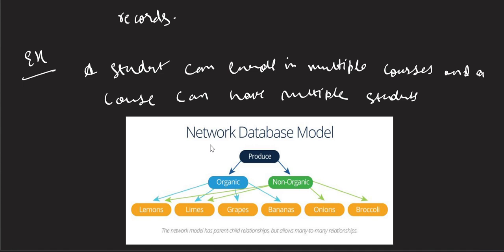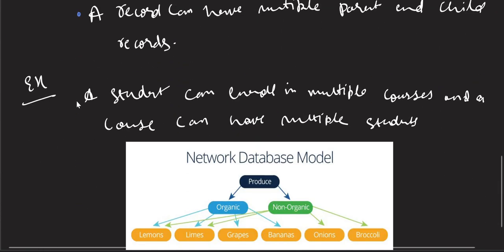So this is an example of the network model. This is another example where you can see the produce is organic or non-organic. The organic can be lemon, limes, grapes, but the non-organic also can be lemon and lime and onions or broccolis and all the stuff. Okay, so like that it basically forms a network. So this is called the network model. So let's discuss some advantages and disadvantages.